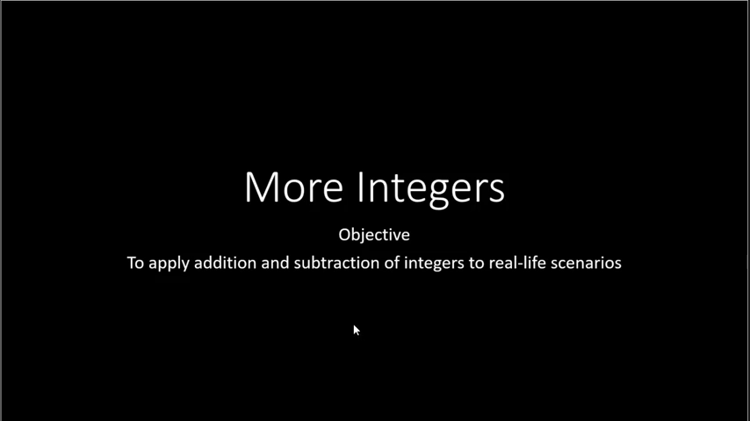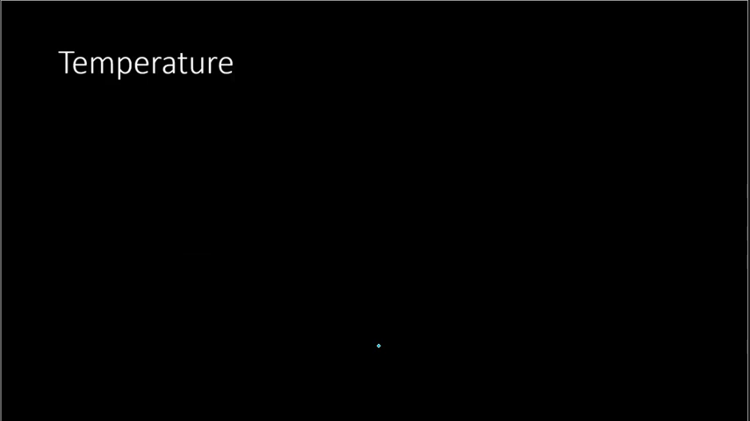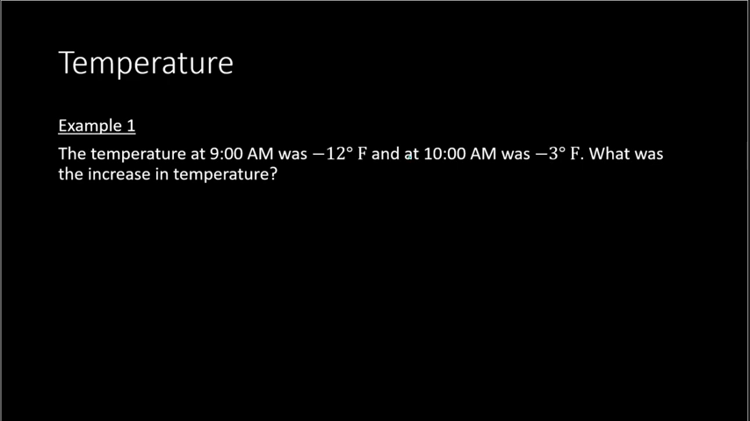In this video, you will learn how to apply addition and subtraction of integers to real-life scenarios. So to begin, we're going to start with temperature. So example 1, we are told that the temperature at 9 a.m. was negative 12 degrees Fahrenheit, and at 10 a.m. was negative 3 degrees Fahrenheit. What was the increase in temperature?